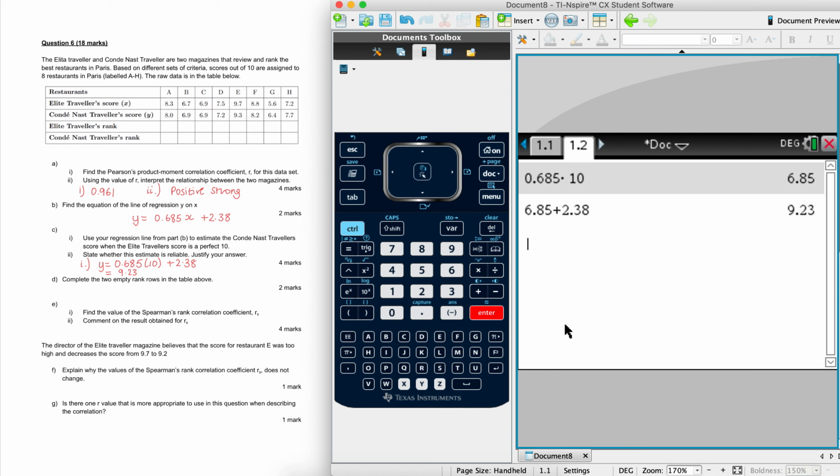and then 2, 3, 4, 5, 6, 7, and 8. And then starting with the Condé Nast, the CN or the Y value, again, I'm going to start with the biggest value. If I've started with the biggest on the other one, I need to start with the biggest on this one as well.